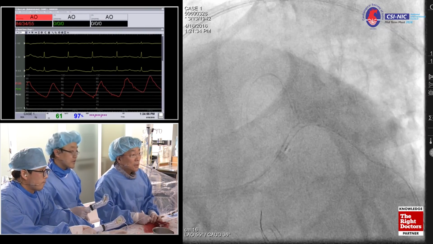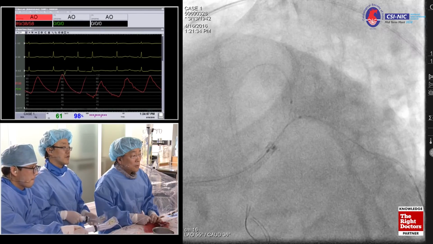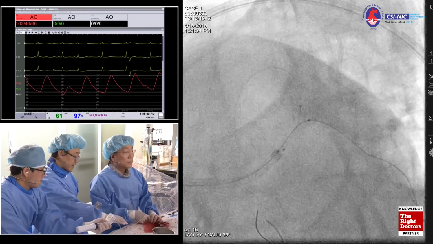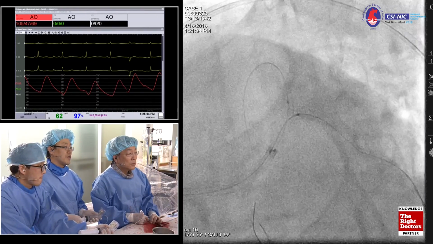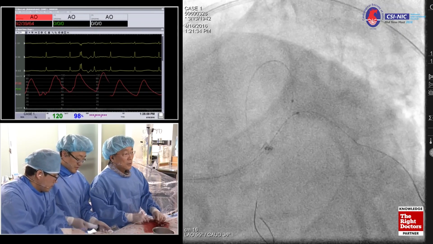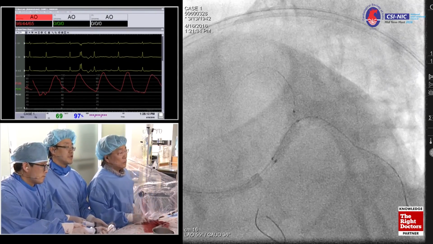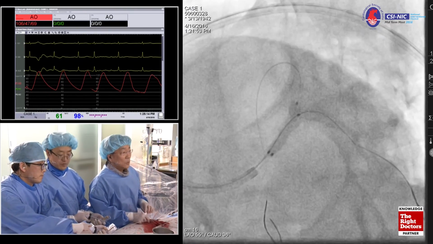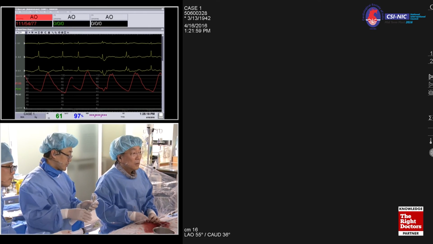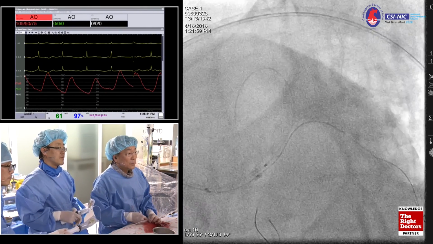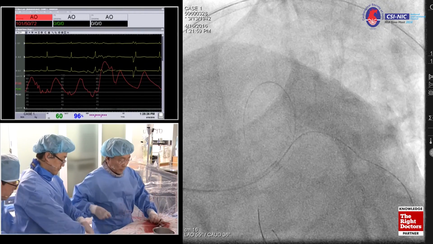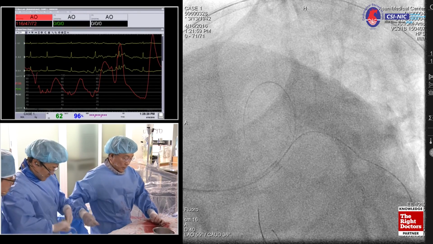So finally, almost there. This is LAD. Pulled out a little bit further. Okay, why not? Inflate 6. During the inflation, I pulled out. Okay, all the same 6. Step 1, 2, deflate, 3. And then pull the whole system out.